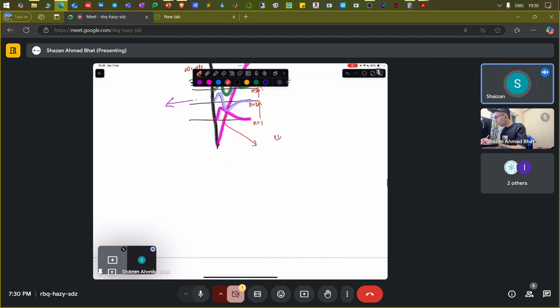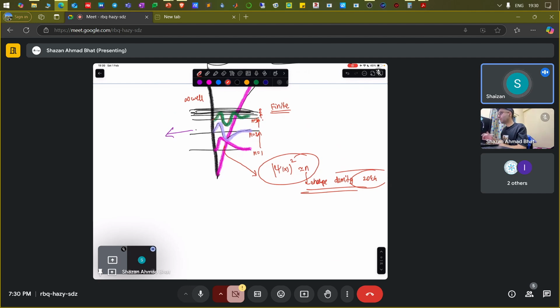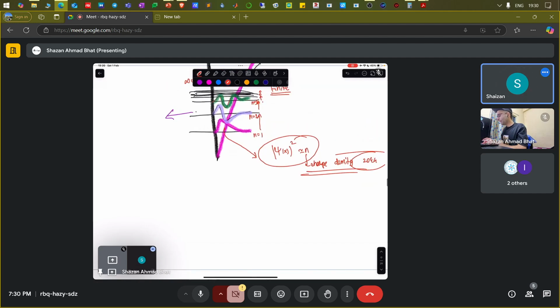The mod of the wave function squared, which is the probability of finding an electron in the well, is approximately equivalent to the charge density of the two-dimensional electron gas. That is basically the notion of what a two-dimensional electron gas is. And why is it two-dimensional? Because it is just like a well which is only extended in two dimensions, x and y. In the z dimension, it is confined.